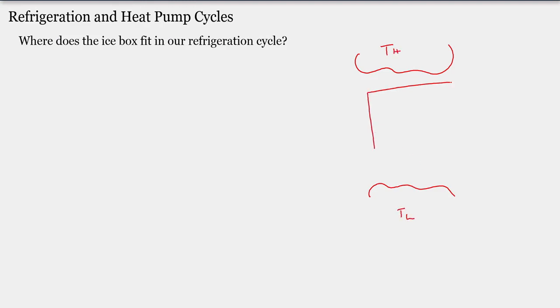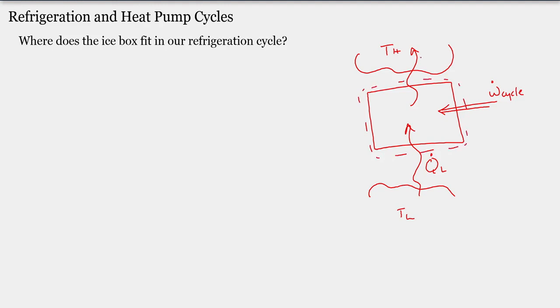We have our system, which right now is just a black box. And when we operate in a refrigeration or heat pump mode, we have work that is into the system, or in this case, power. The work transfer rate is into the system. And recall for refrigeration and heat pump, we reverse the direction of the heat transfers. So our heat transfers now are into the system from the low temperature reservoir and out of the system into the high temperature reservoir.